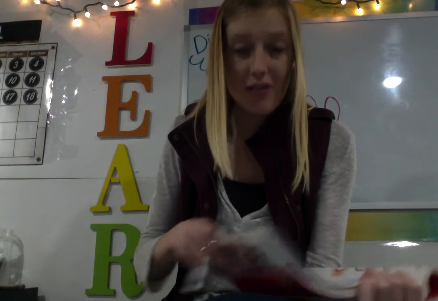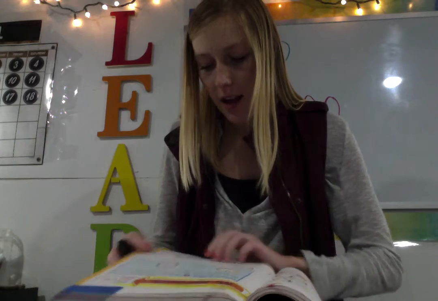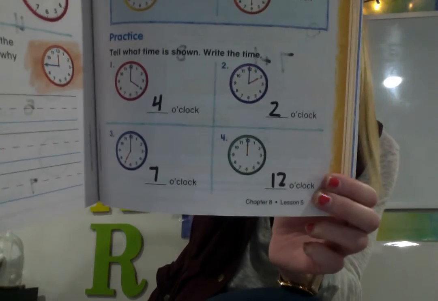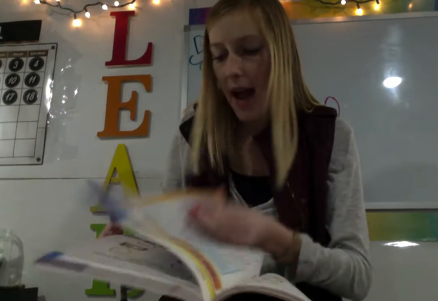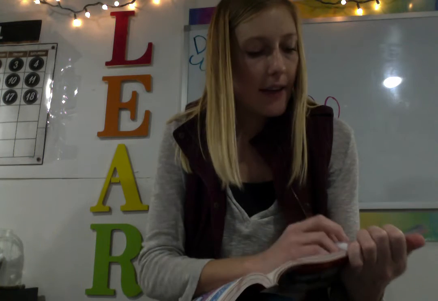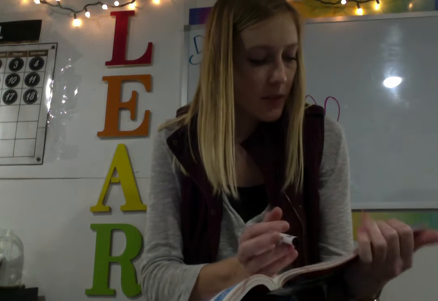Number 2, you should have gotten 2 o'clock. 3 is 7 o'clock. And 4 is 12 o'clock. That's what you should have gotten on the very first page. And then on the back, go ahead and flip your page. Number 5, you should have gotten 5 o'clock, and 6, 3 o'clock.